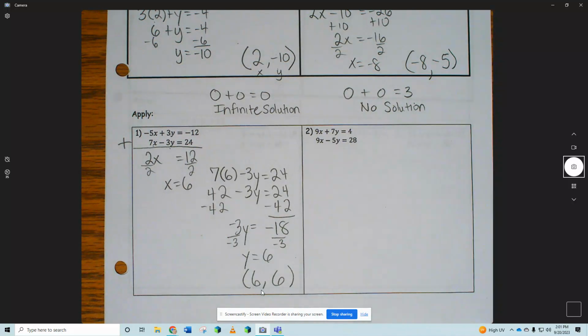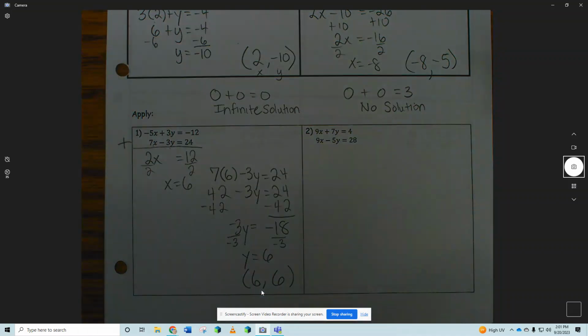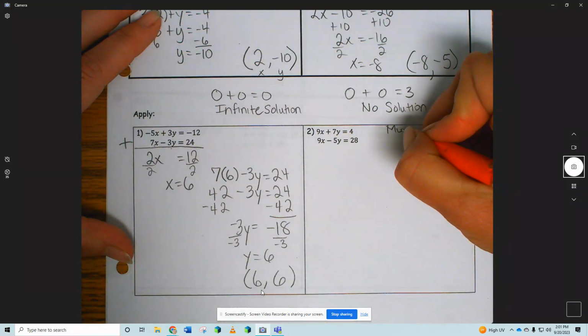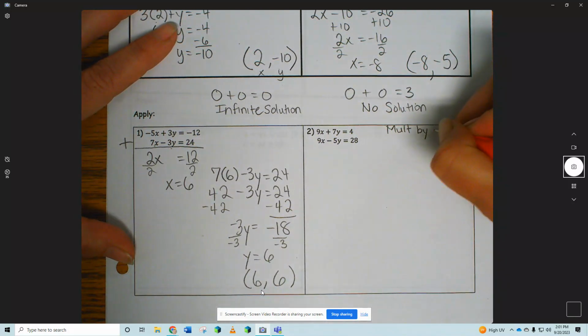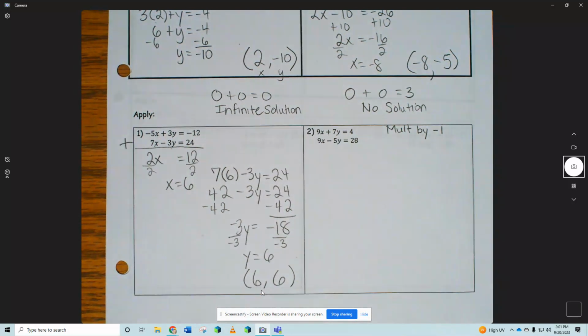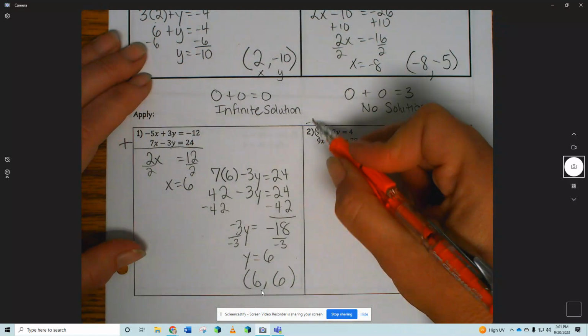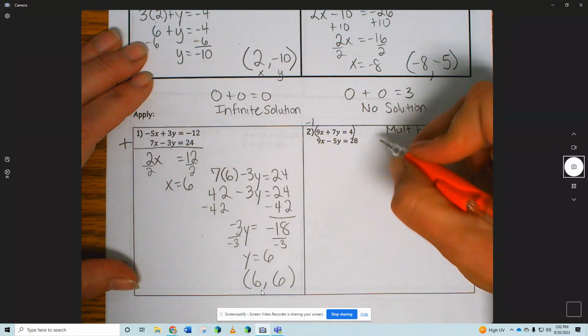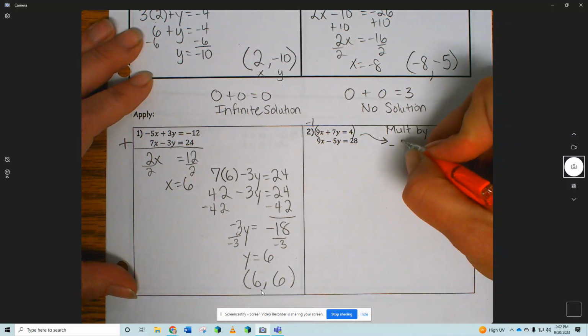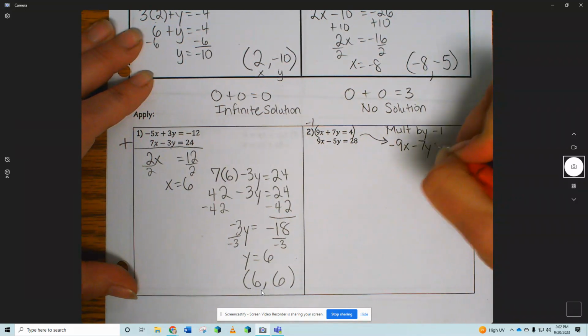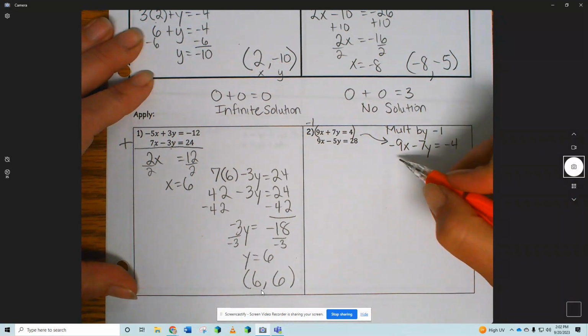Sweet. Ooh, number two. Number two is weird. What should I cancel out first? The x's. But I'm going to have to multiply by -1 first. So let's write that in our little steps in case you get home and you're confused. Remember, I want to have opposite signs. So if I multiply, it doesn't matter, top or bottom, whatever. Here's the new top equation: -9x minus 7y equals -4. The bottom equation stays the same.